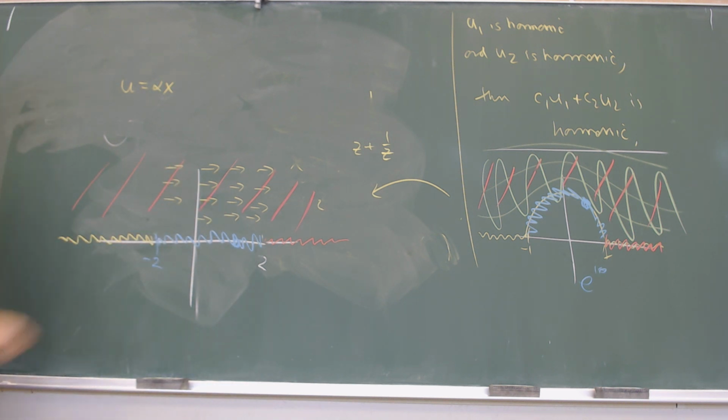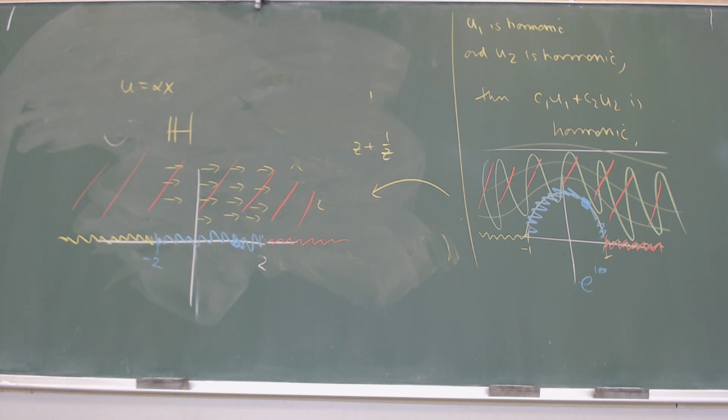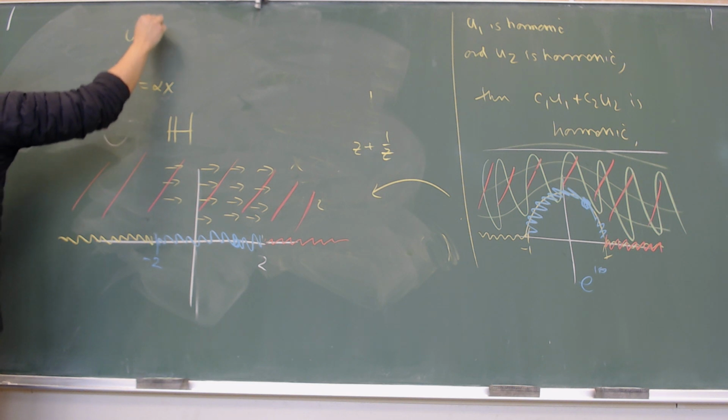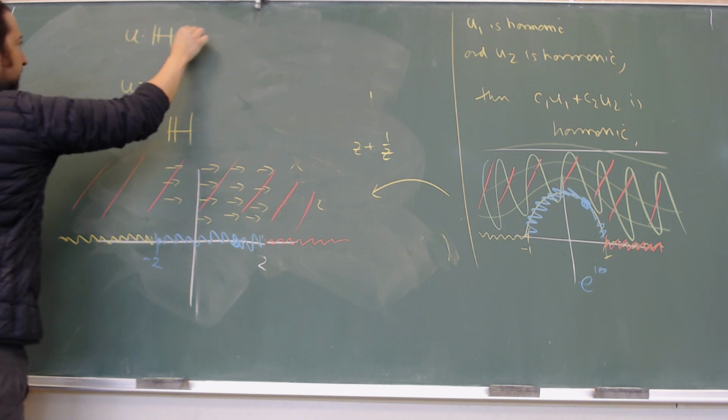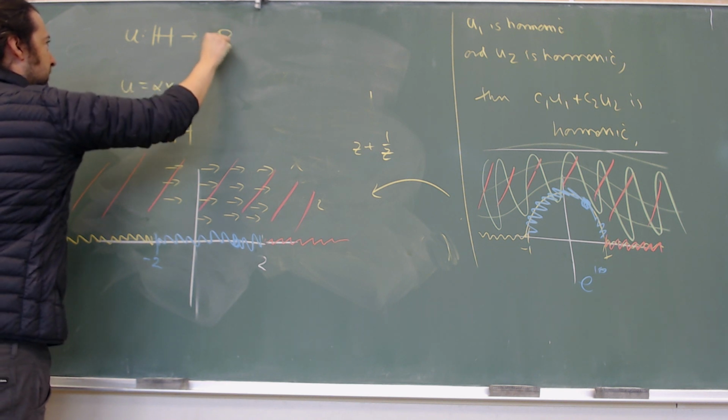So let's give this the name H for half plane. And why not put the extra stick on it so it's extra fancy? So U takes the upper half plane to the real numbers.